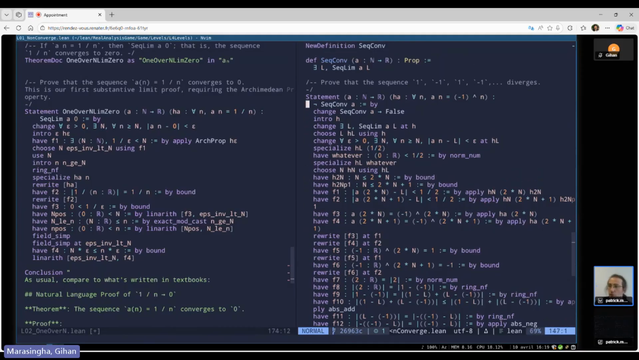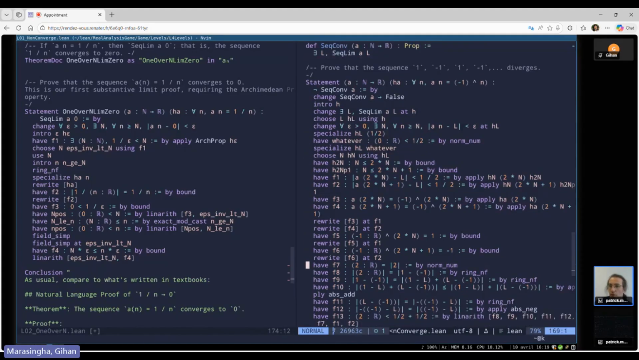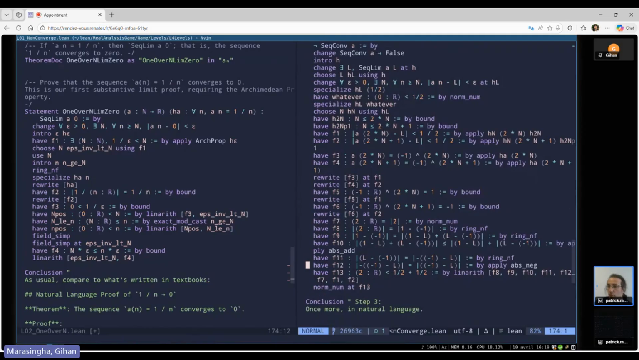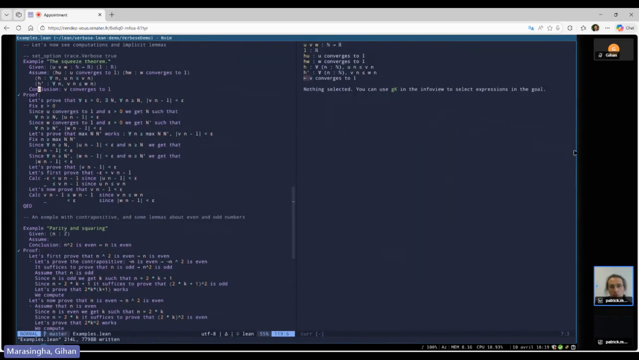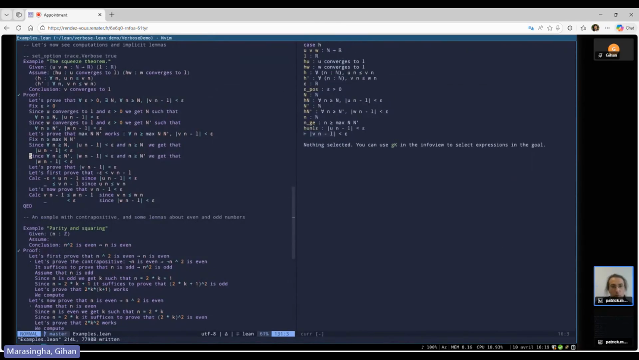So this sequence, n goes to (-1)^n, is not a convergent sequence. And you can see a lot of work done on those computations, applying abs_add, applying abs_neg, and all those lemmas that don't have names on paper. So now what does it look like if we do those proofs in Verbose Lean? So now I'm switching to Verbose Lean.